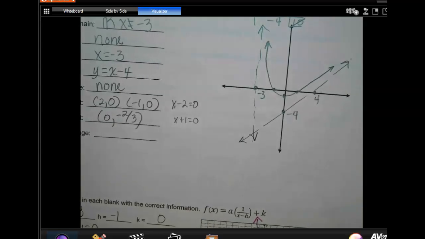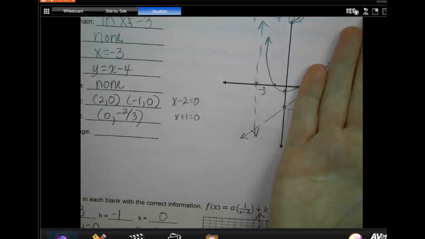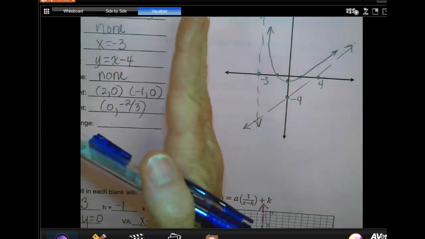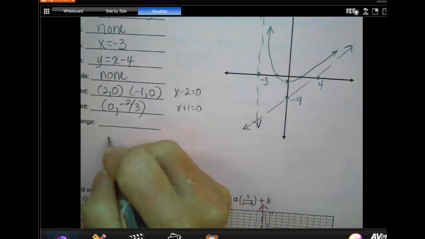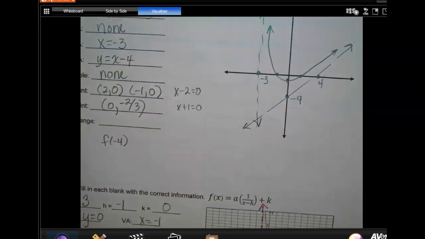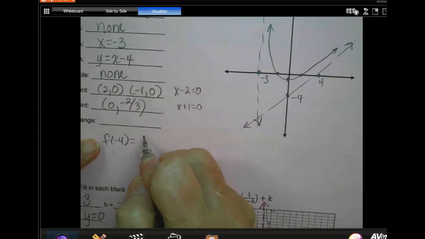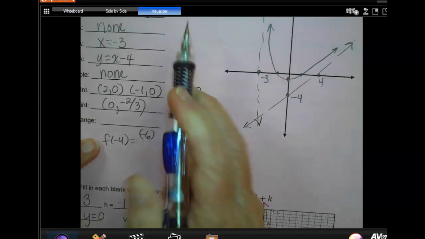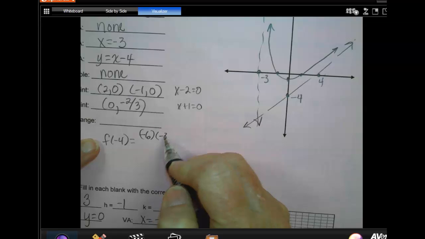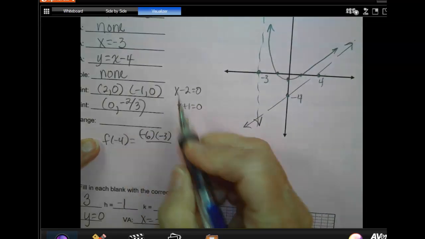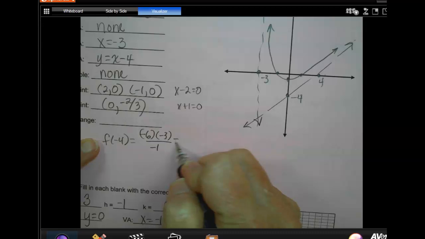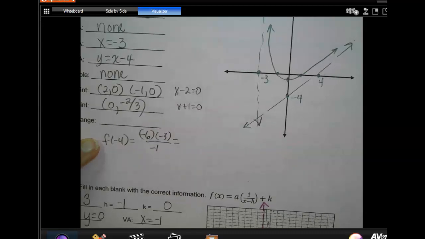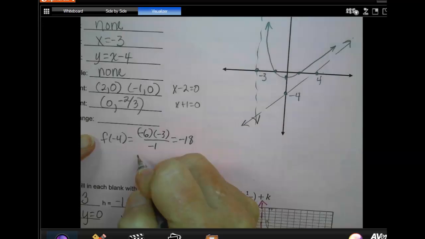But what's the bad thing about this one? I need to test 1 point. So if this is -3, I already have one on this side, so I need my branch on this other side. So what can I test? If I do f of -4 to give me a point on this side, then -4 minus 2 gives me -6. -4 plus 1 gives me -3. And then -4 plus 3 gives me -1. So I have 18 on top and -1 on bottom, so I get -18. And does that make sense?